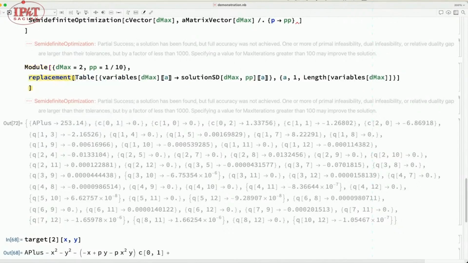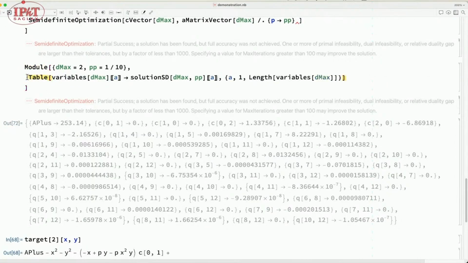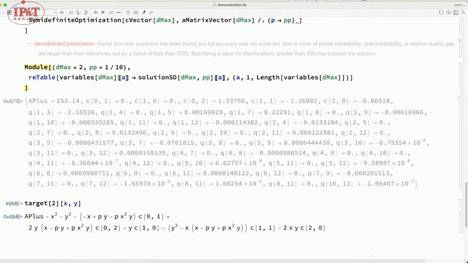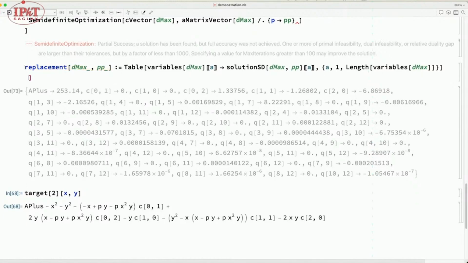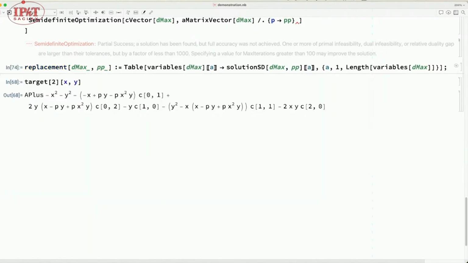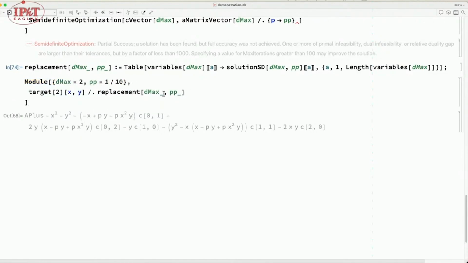Ah, yes. Why is it happening? Oh, it's because I put a curly bracket. Let's define a function replacement, like that. And now we want to use this replacement in the target. D max equal to 2, for example, X.